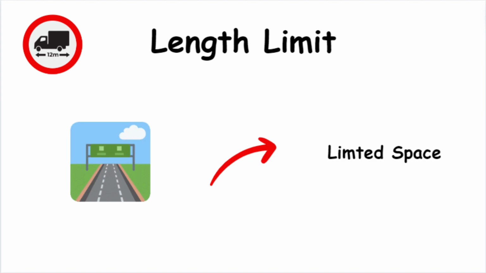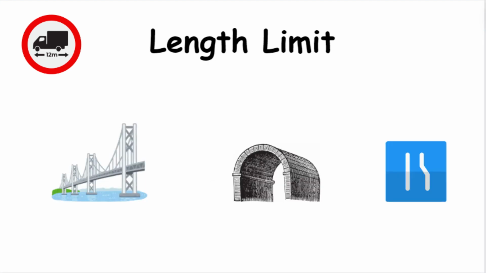The length limit sign is a rectangular traffic sign typically displaying a white horizontal line with a numeric value beneath it, indicating the maximum allowable length for vehicles on a particular roadway or section of road. This sign is commonly used on roads with limited space or specific restrictions due to factors such as bridges, tunnels, or narrow passages. Drivers must ensure their vehicles do not exceed the indicated length limit to avoid potential hazards, congestion, or fines.